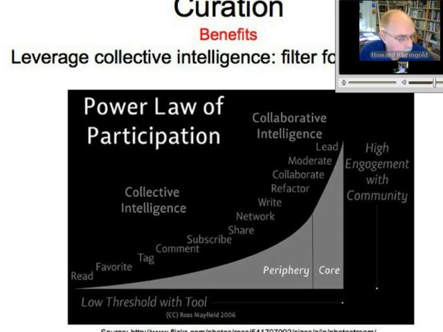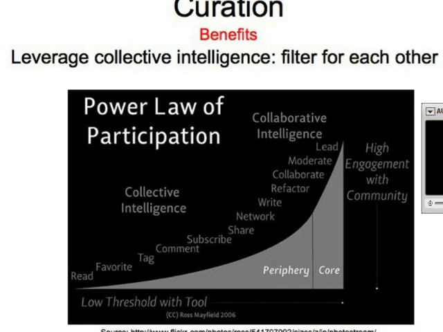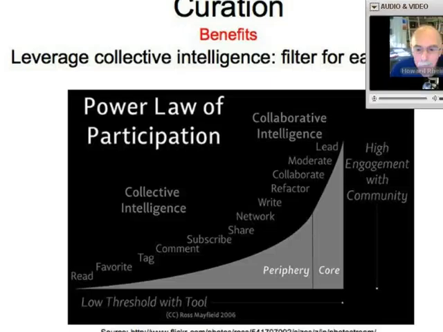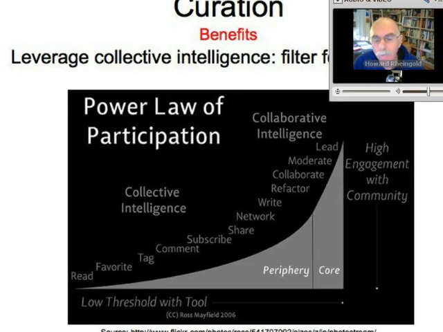I cover a lot of different aspects of participation. I love Ross Mayfield's power law of participation curve here, because it shows that you can start with really lightweight activities like reading and favoriting, tagging, and then move on to more involved participation like commenting or sharing or refactoring, and then ultimately into collaboration, to virtual communities, starting groups.